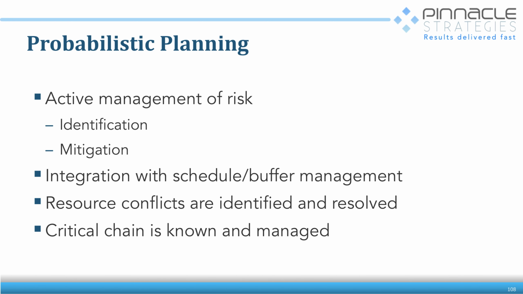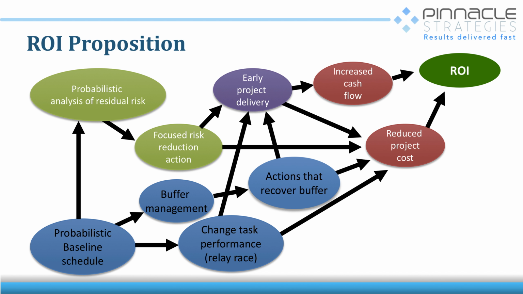So the probabilistic planning process is really active management of risk, identifying it, mitigating it, integrating it with the schedule, buffer management, identifying those resource conflicts and resolving them. We know what the critical chain is. We're managing the critical chain. And I have this wonderful thing here, right, of what's our ROI proposition.